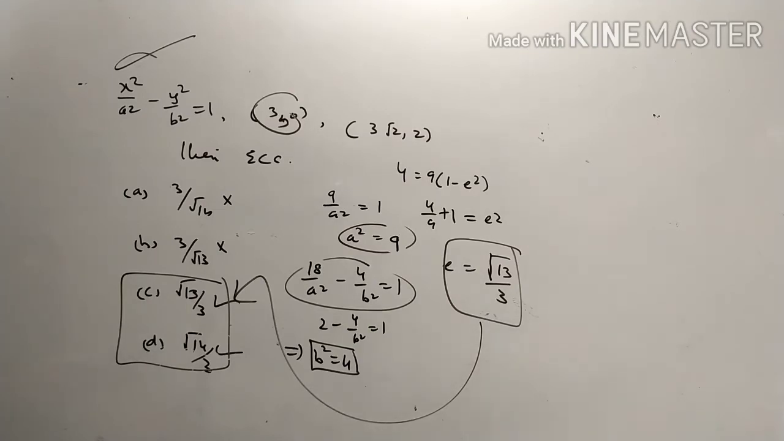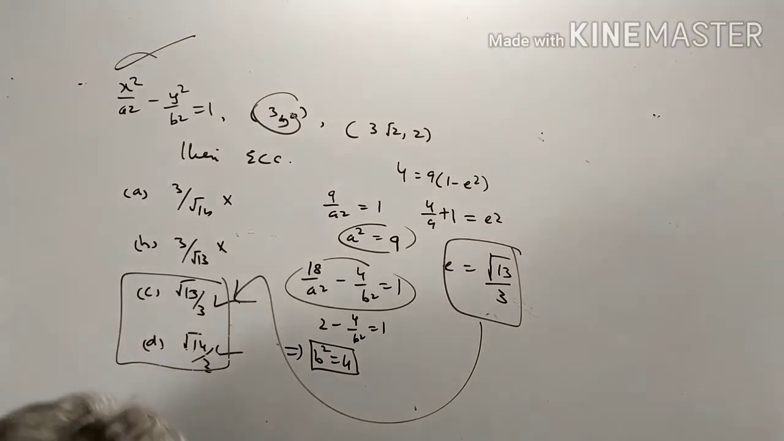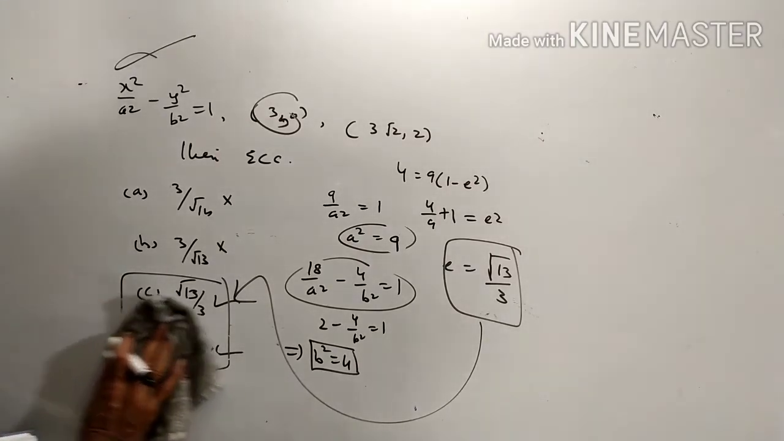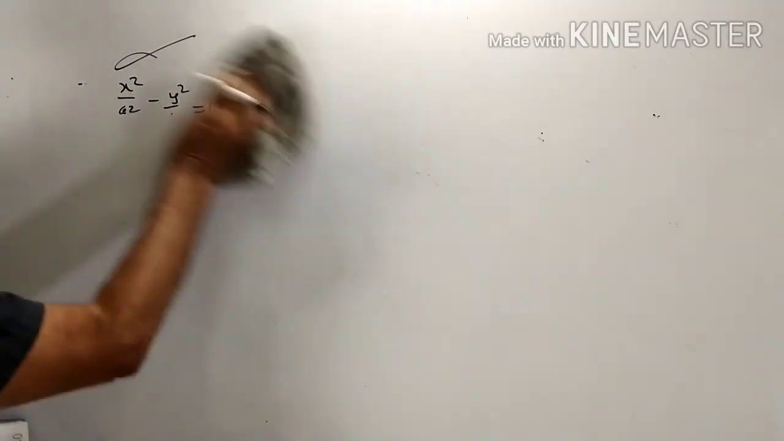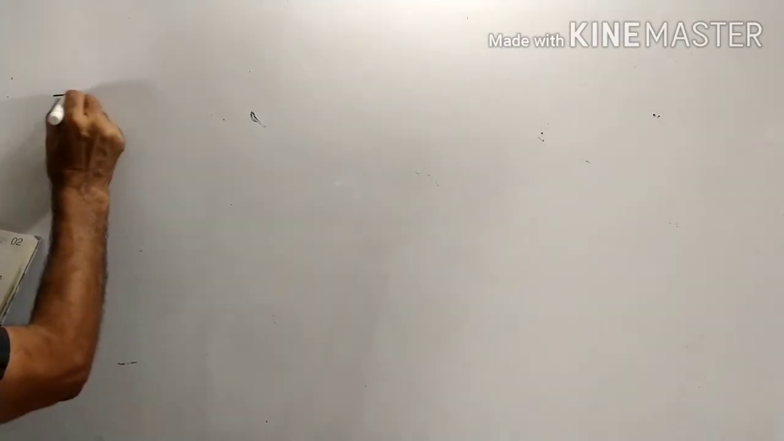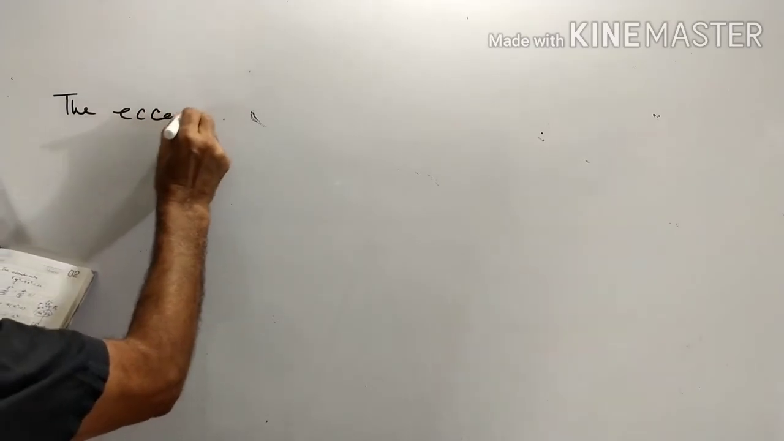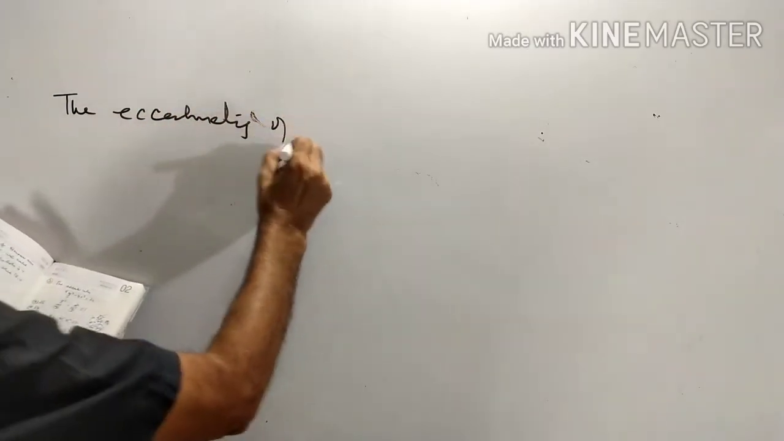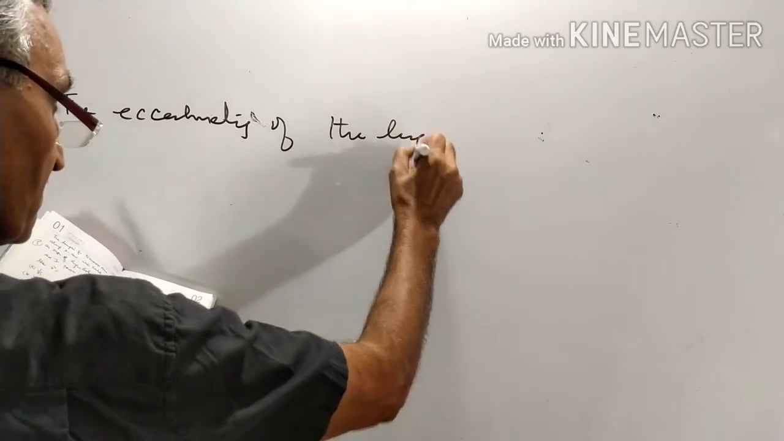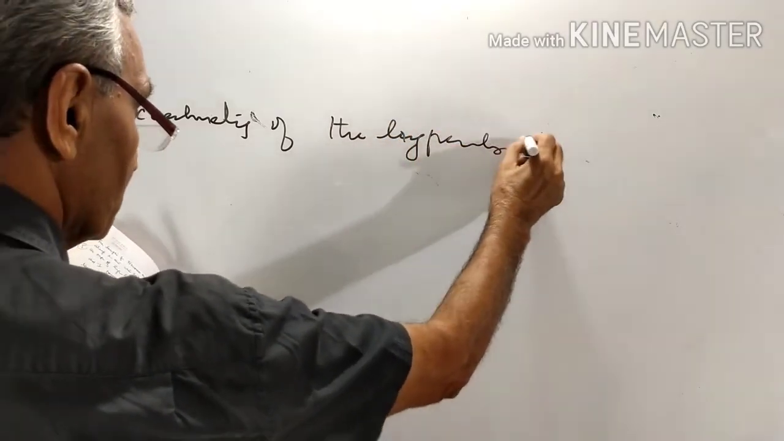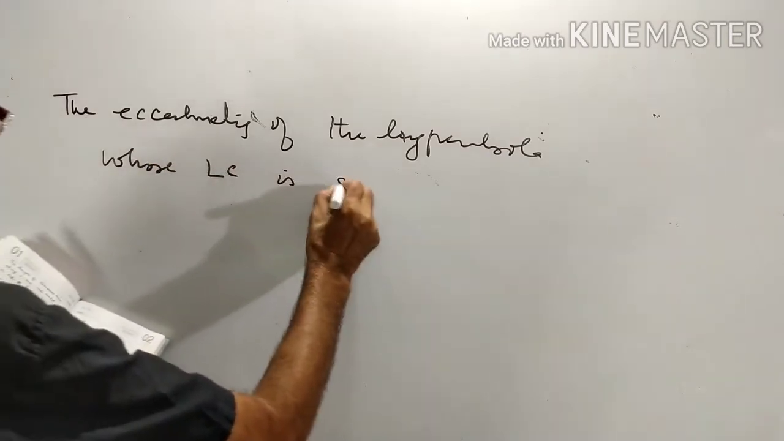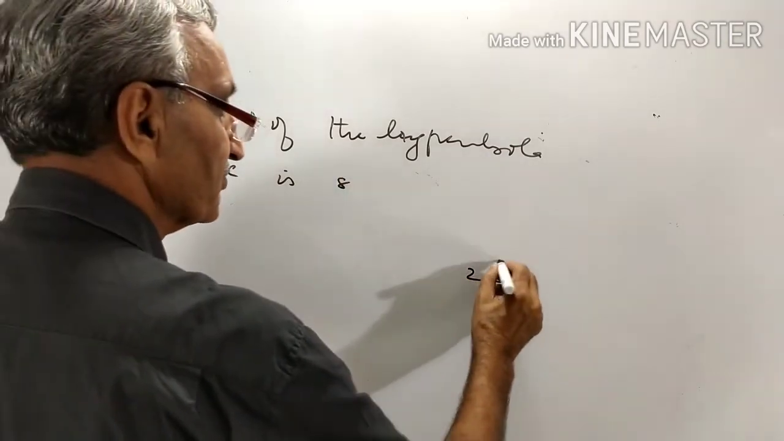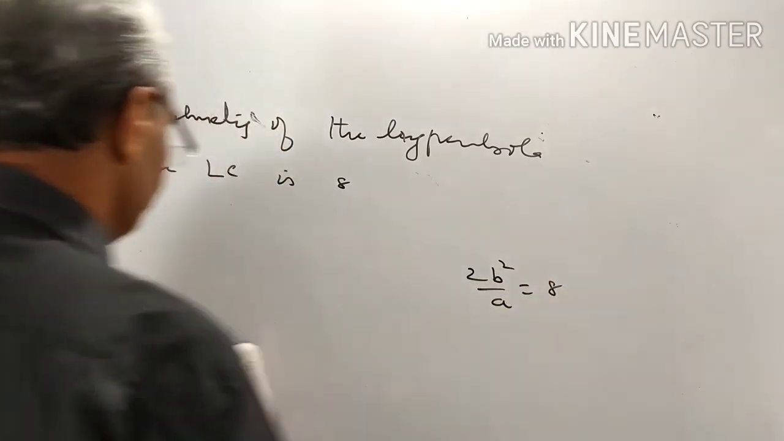This is the answer we have, and I go with the 2 more questions which are going to be more important and involving the latus rectum. That is the final question: the eccentricity of the hyperbola whose latus rectum is 8. What is latus rectum? It is 2b square upon a is equal to 8.